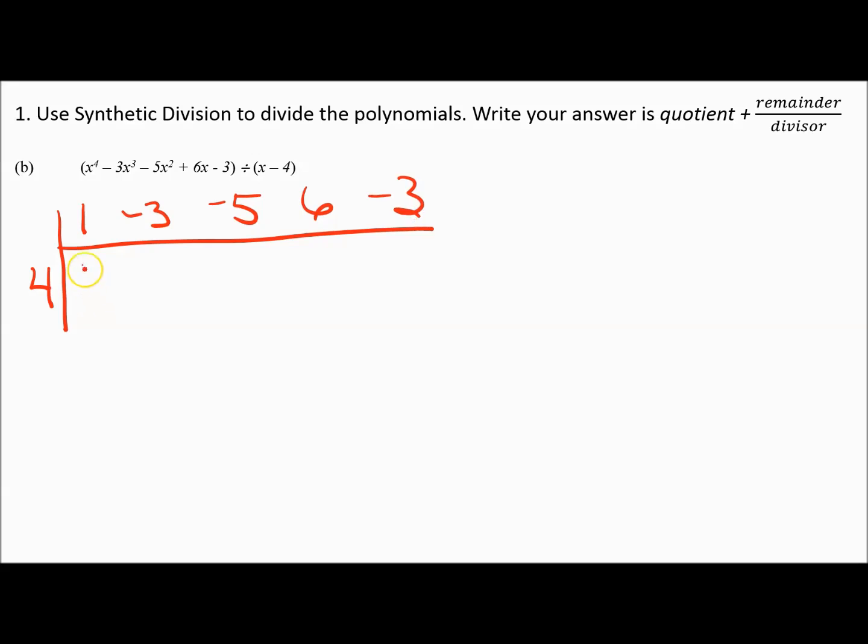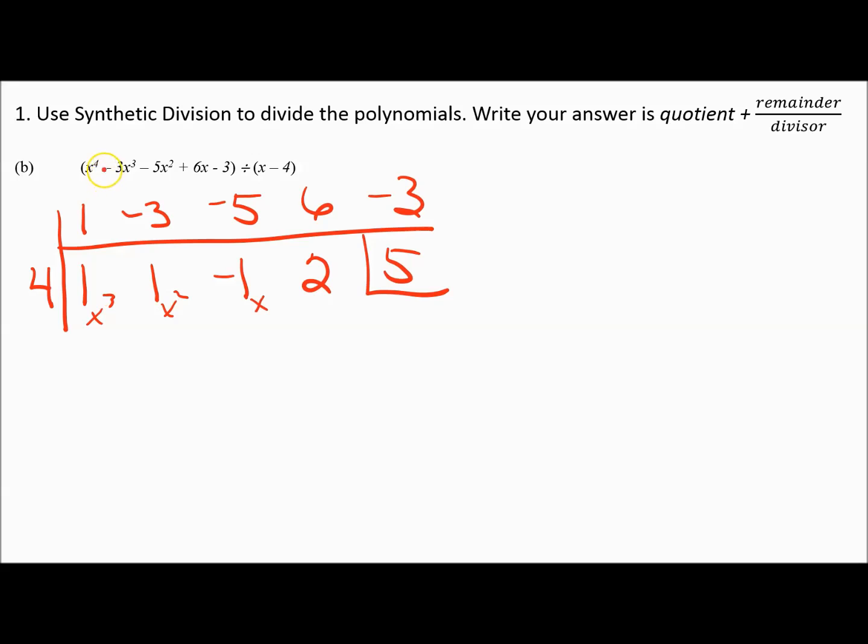The first step is to bring the 1 directly down. 4 times 1 is 4, added to -3 is 1. 4 times 1 is 4, added to -5 is -1. 4 times -1 is -4, added to 6 is 2. 4 times 2 is 8, added to 3 is 5. So my result is, if you count backwards, that's constant, x squared, x to the 3rd.